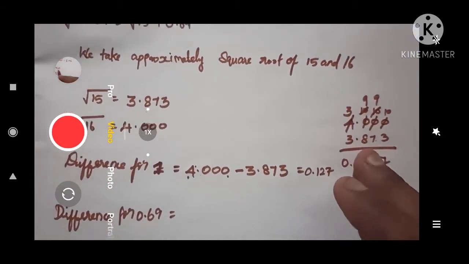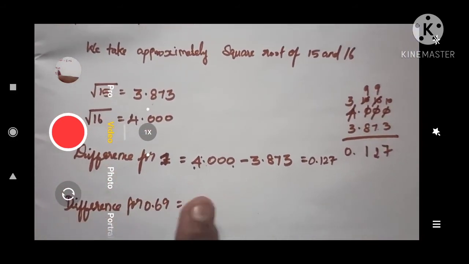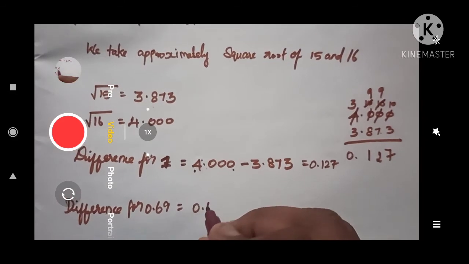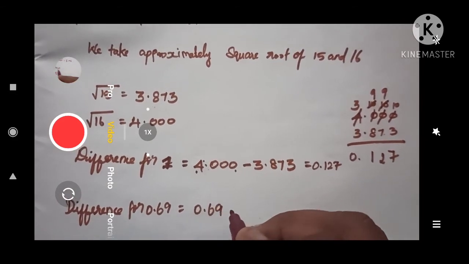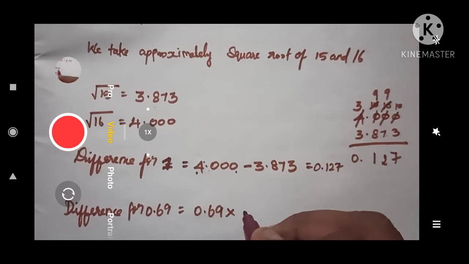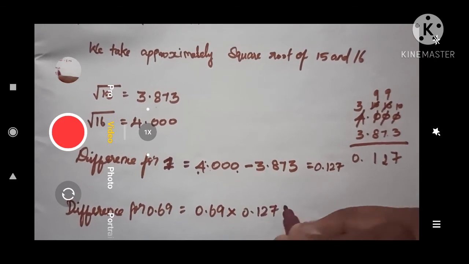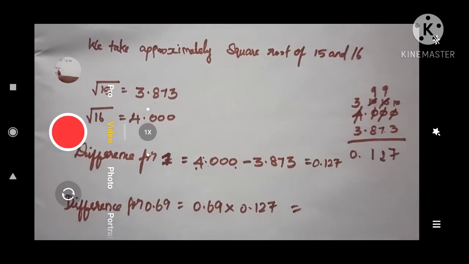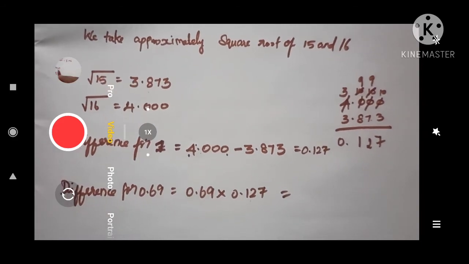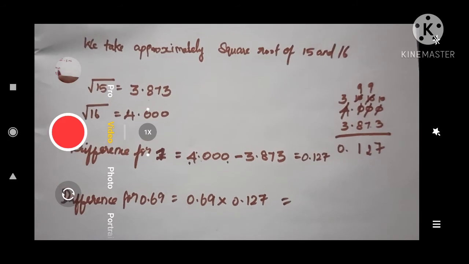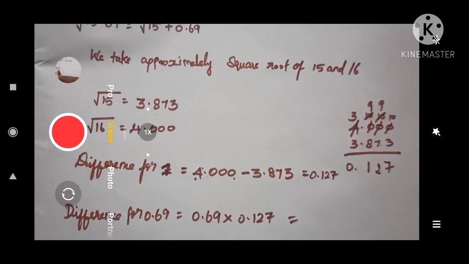0.127. So here the difference of 0.69 is nothing but 0.69 into 0.127 is equal to, so what is the value of 0.69 into 0.127?